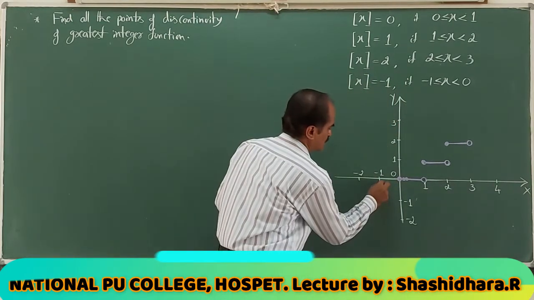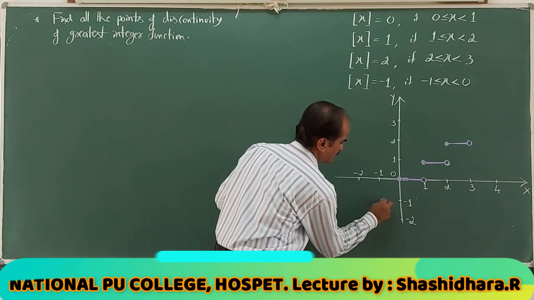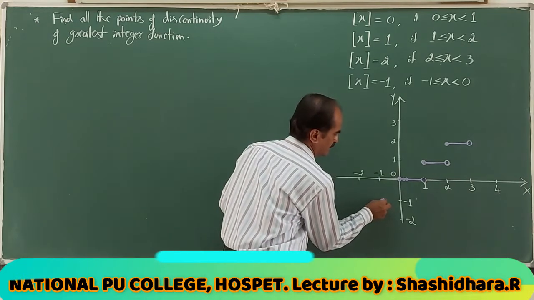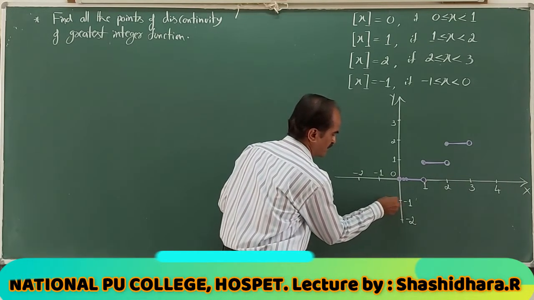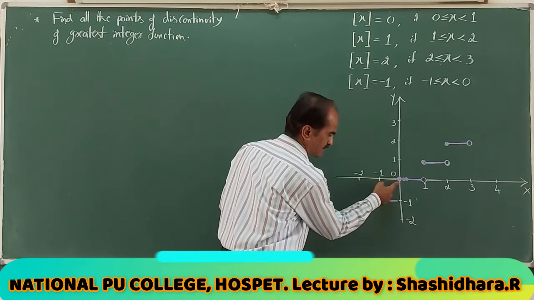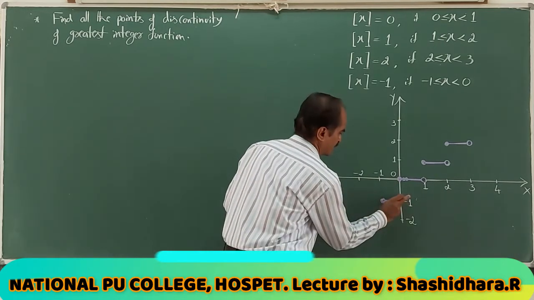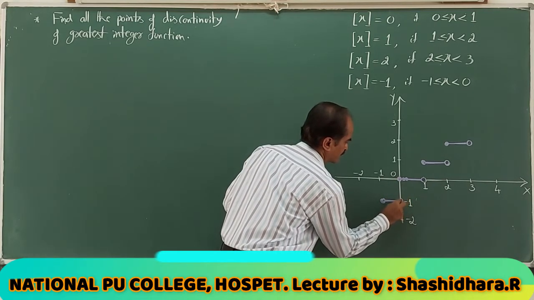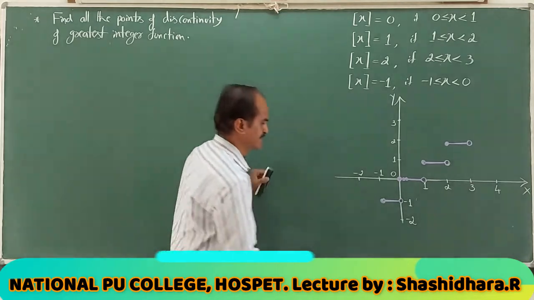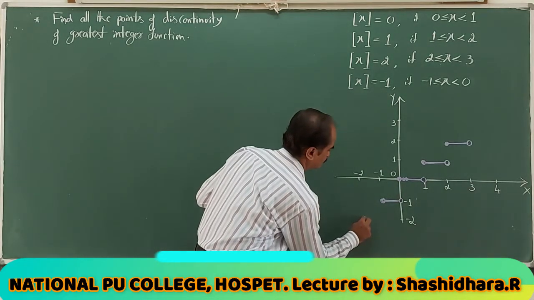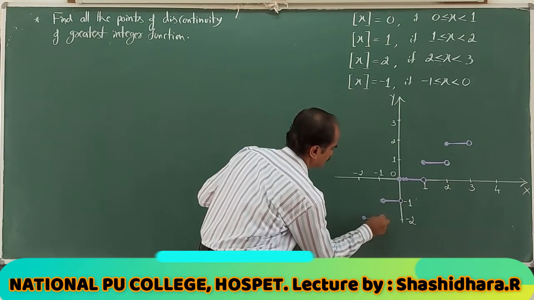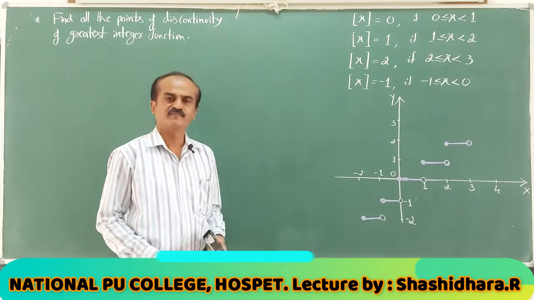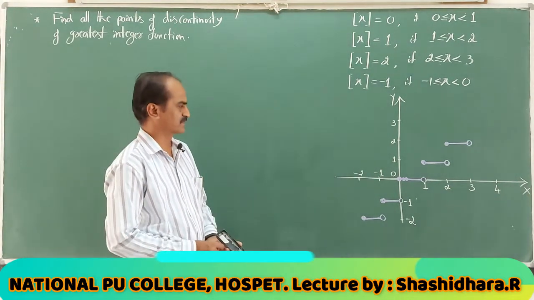Similarly here, when x equals -1, the function value is -1. I have to shade this. And the values of the function will be -1 whenever the value of x is greater than or equal to -1, less than 0. So here at -1, there is a gap. Like this it continues. So this is the nature of the graph of the greatest integer function.